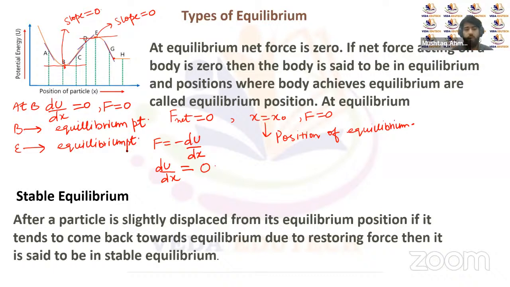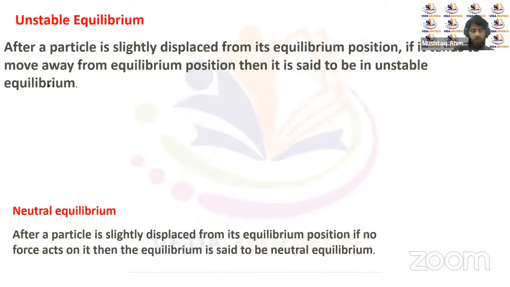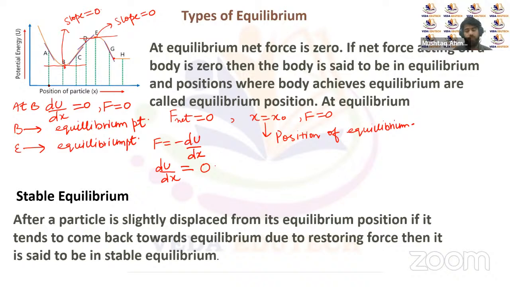So there are two equilibrium points in this curve. One is point B, another is point E. And at the rest of the points, point A, point C, the curve has some slope. At A, the slope is negative. At C, the slope is positive. So we can see at different points, the slope of the curve is different, and the slope is zero only at positions B and E.